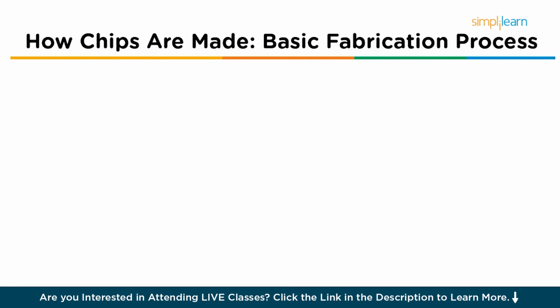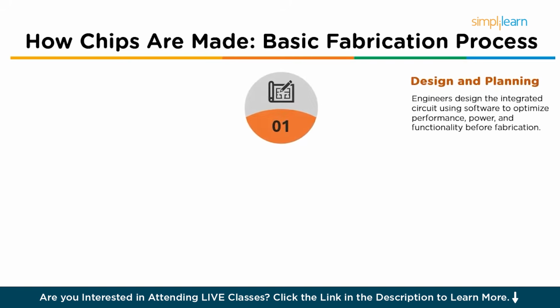So now let's see how chips are made, the basic fabrication process. The fabrication of a VLSI chip is a highly complex and delicate process that requires advanced technology, precision equipment, and clean room conditions. It involves multiple steps, each contributing to the creation of an integrated circuit that can perform its desired function. The basic fabrication process consists of the following steps. The first one is the design and planning.